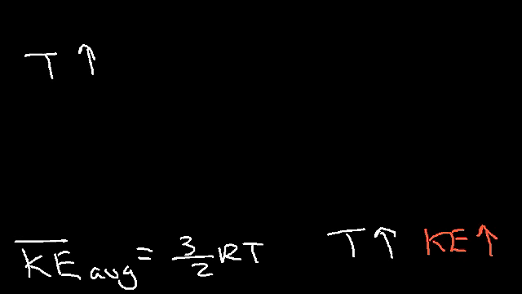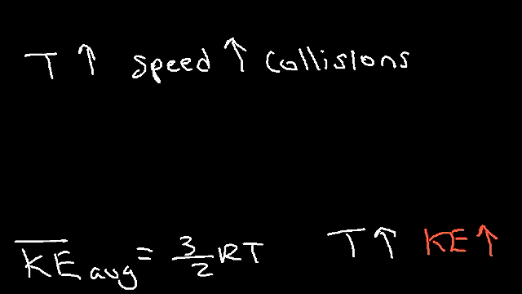And whenever the kinetic energy of a gas goes up, the gas particles are moving faster. So the speed of the gas molecules is increasing. And if the speed is increasing, the gas molecules will be colliding with the walls of the container more frequently. Whenever the collisions go up, the pressure will go up as well. So anytime you increase the temperature, the pressure will go up for any gas.